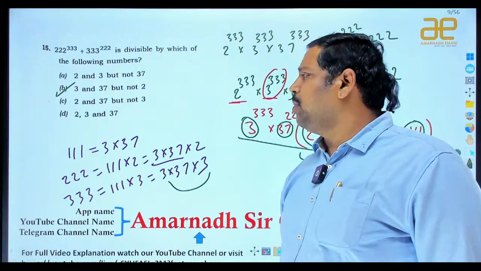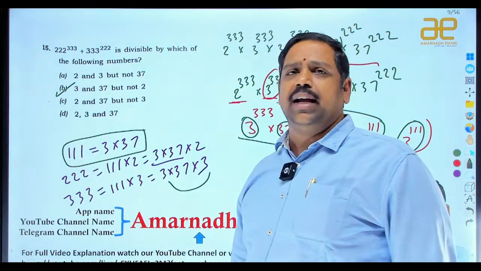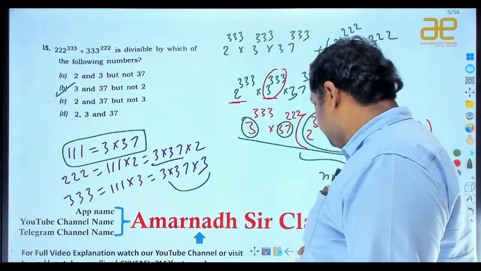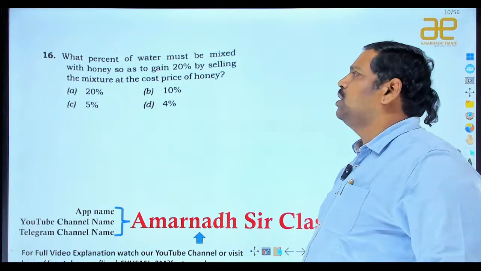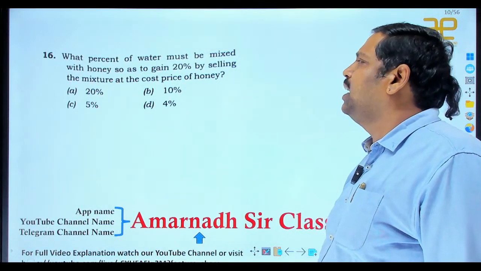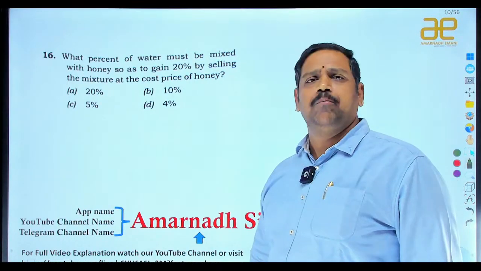For this type of question, I said already that all triplets are divisible by 3 and 37. With that hint only you have to solve it. Let's see the next beautiful question. What percent of water must be mixed with honey so as to gain 20% by selling the mixture at the cost price of honey?